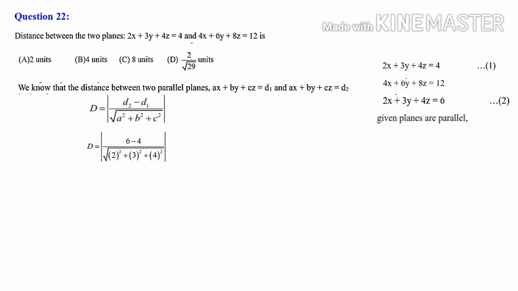D is equal to modulus of 6 minus 4, d2 minus d1. d2 is 6 and d1 is 4, so 6 minus 4 divided by root of a square plus b square plus c square. Here a, b, c are same, 2, 3 and 4 in both equations. So 2 square plus 3 square plus 4 square, that is equal to, d is equal to 6 minus 4 is 2 divided by square root, calculation comes as 29. So option D is there, 2 by root 29 units. So option D is correct.